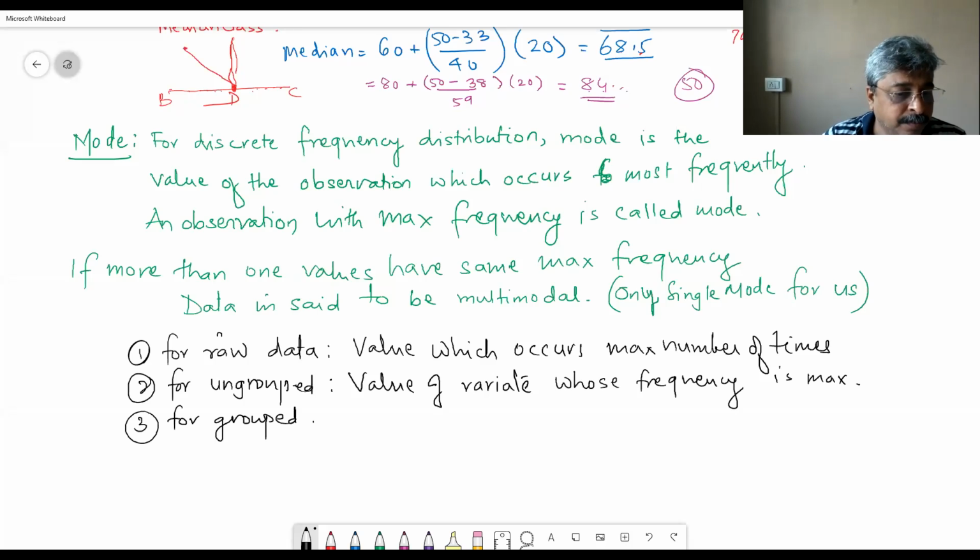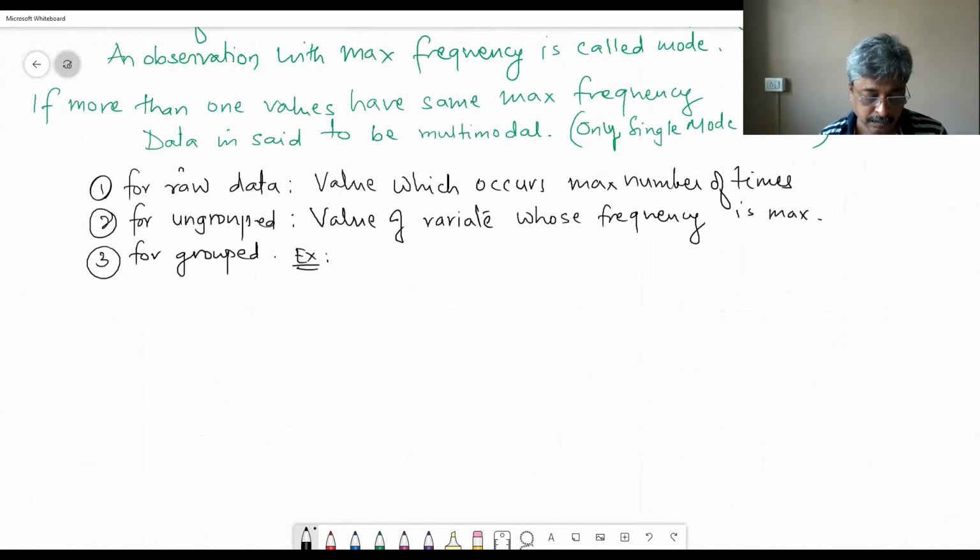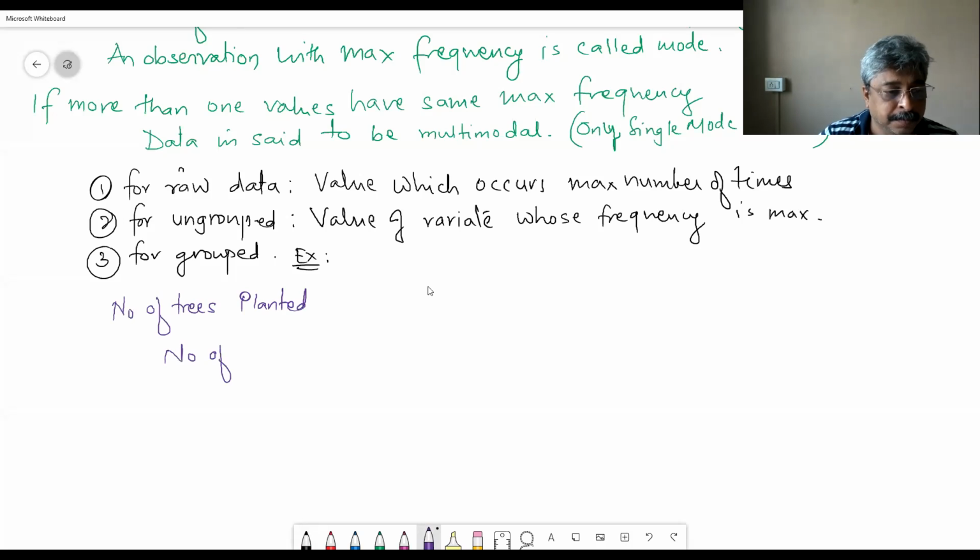Let us take an example. Number of trees, number of students. Zero to 10, 30 students have planted.